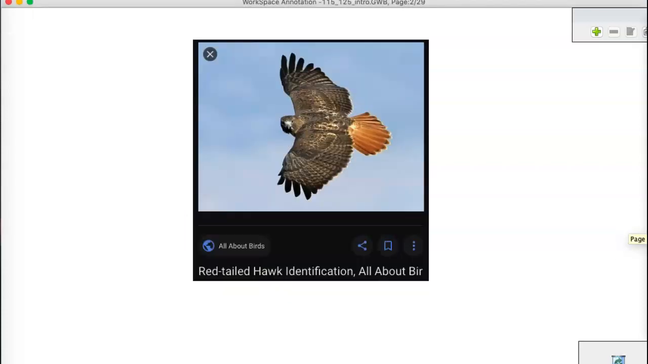Okay, so the red-tailed hawk. I wanted to show you a red shoulder hawk. I'll do that next time if I remember.